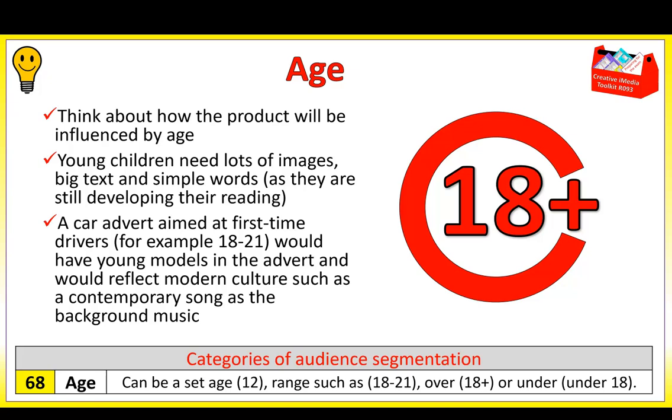Age. So the example there is 18 plus, but if you think about age, you could break it up into above 18, below 18, just 18-year-olds, children. But you can't just say children, you'd have to define a specific age, i.e. 1 year to 3 years old, or 4-year-olds to 7-year-olds, things like that. And age is important because when we think about young children, if you designed a media product, for example, a website for young children, you'd have lots of images, big text and simple words because children might not understand more sophisticated or adult words. A good example is the CBeebies website.